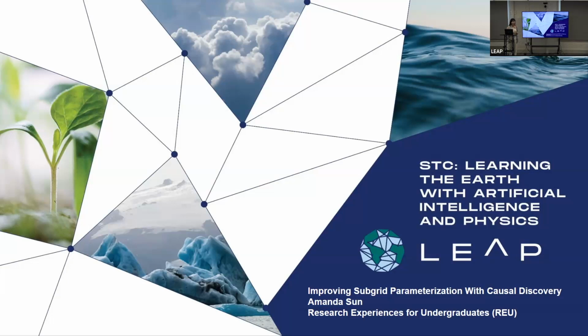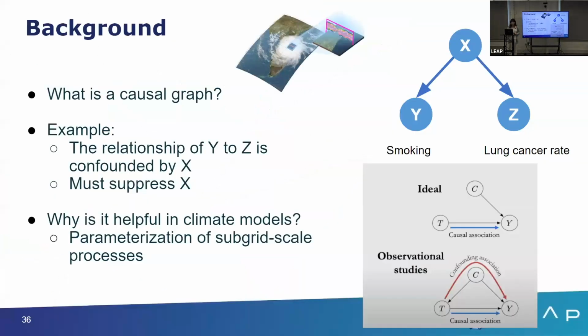So my name is Amanda, and I'll be talking about how we can employ causal discovery to improve subgrid parameterization in our climate models. For some background, I'll talk a bit about what a causal graph is, and then talk about how it relates to subgrid parameterization.